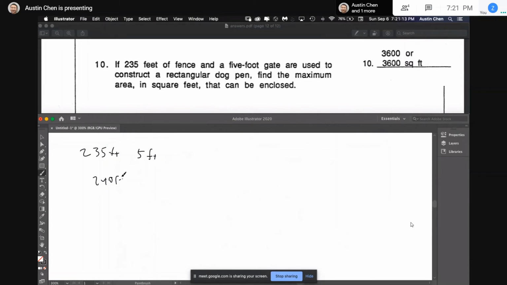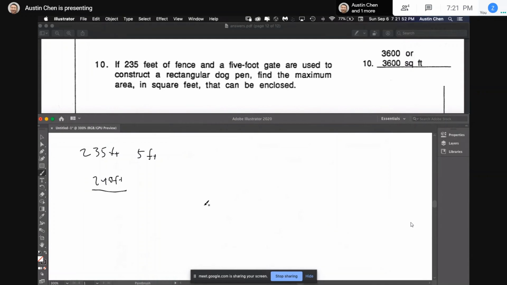And I guess for a gate, you have to keep it in a line. But because it's so small, we barely have to consider that. Actually, no, that doesn't even matter. Okay, so basically, we have 240 feet of fence, and we want to use that to enclose an area, and we want to maximize that area.